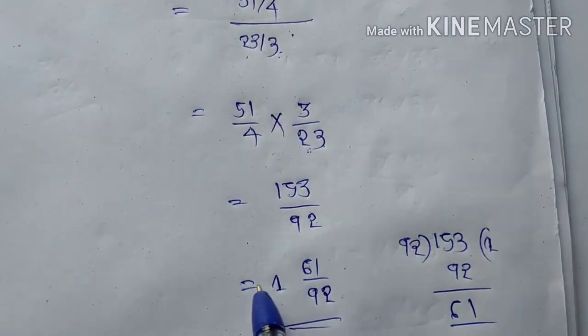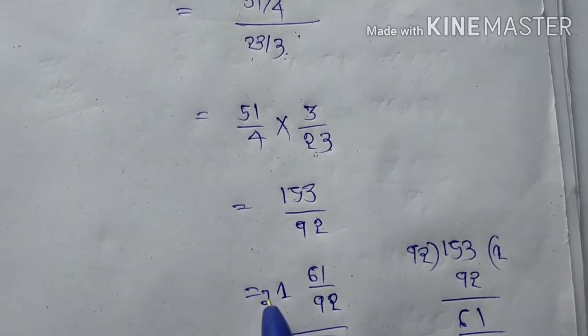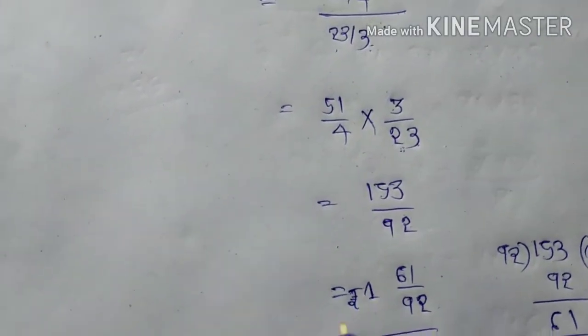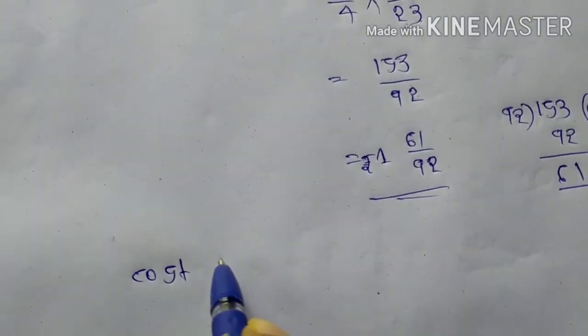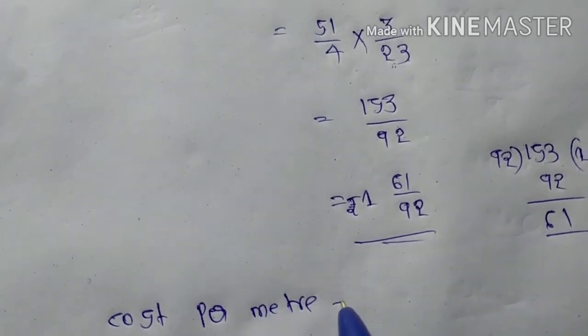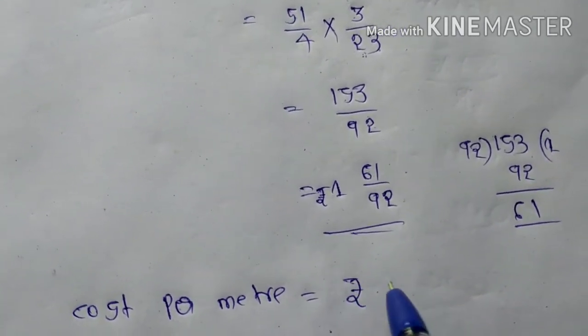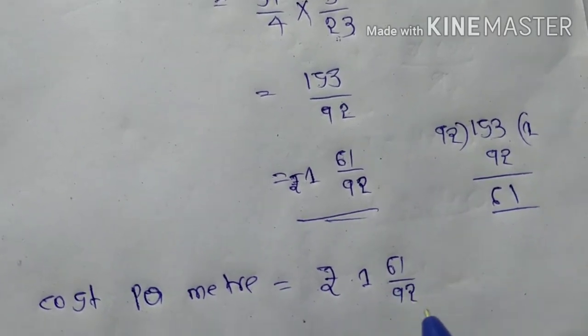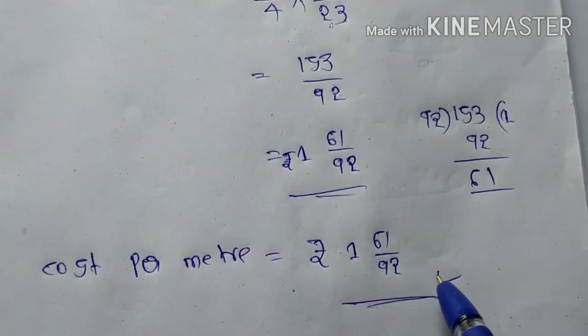That means you can write here the rupee symbol, dash, cost per meter. Cost per meter is equal to rupees 1 61 by 92. This is your answer.